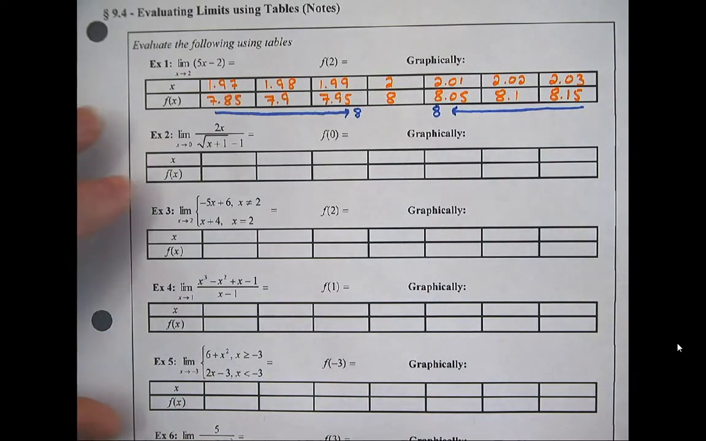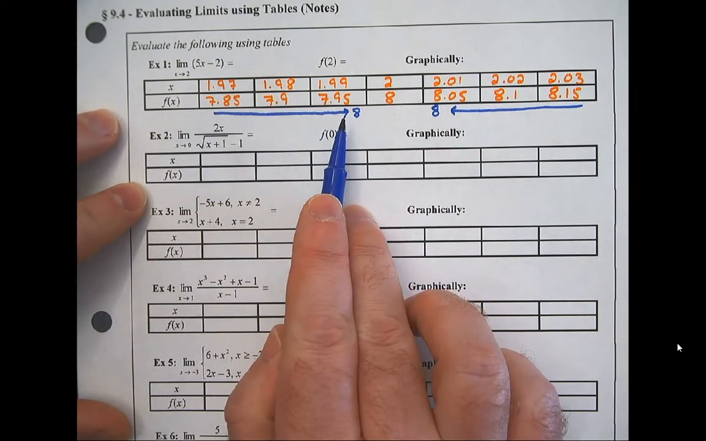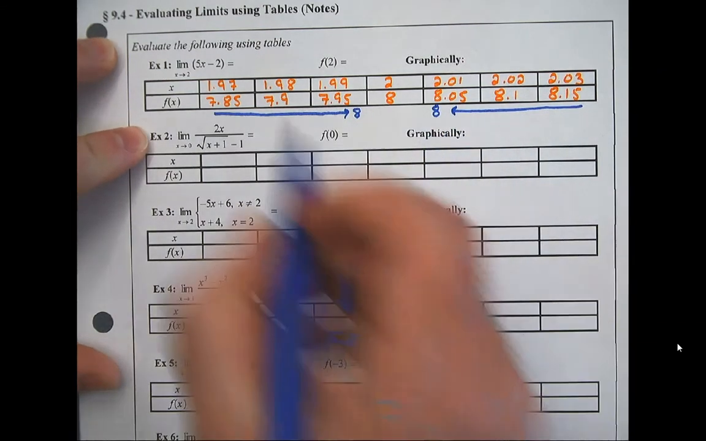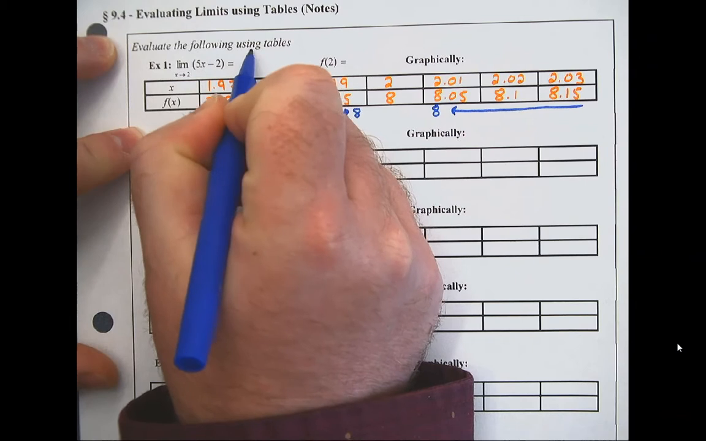So what did we learn about limits? When one side of the limit is headed towards the same place as the other side of the limit, that's the same as the overall limit. So my limit here is 8.